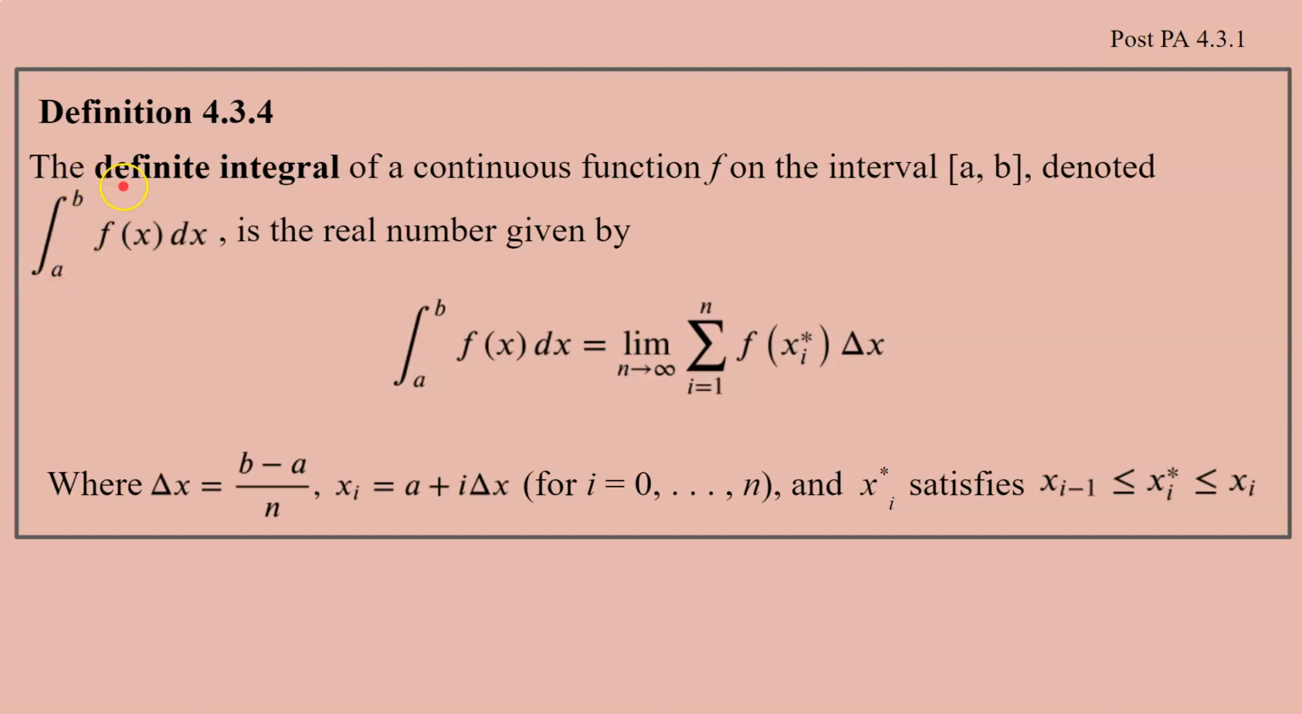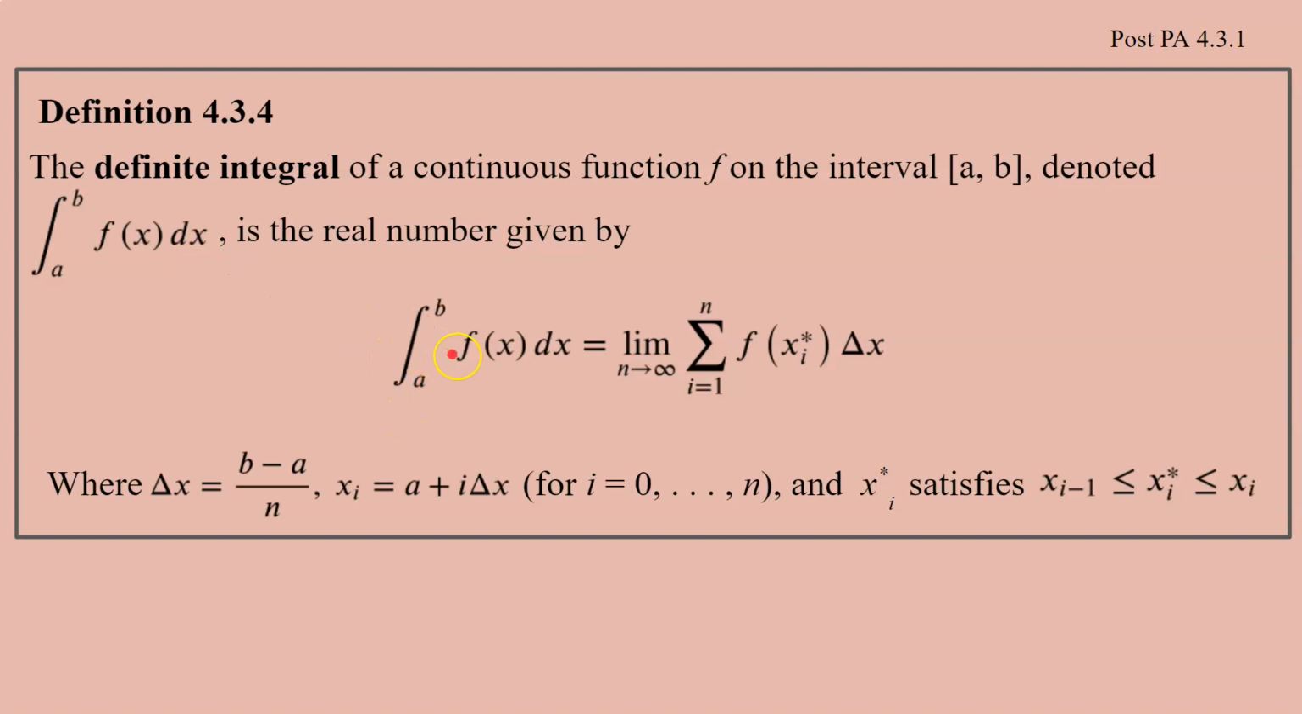So the definite integral of a continuous function on some interval a to b is going to be denoted with this notation. This is brand new notation to you. Okay, we have this little integral sign from the lower bound a to the upper bound b. And this is just f of x, which is the output, times dx. Now what's dx? dx is your delta x. That's the width of every rectangle. Delta x and dx.